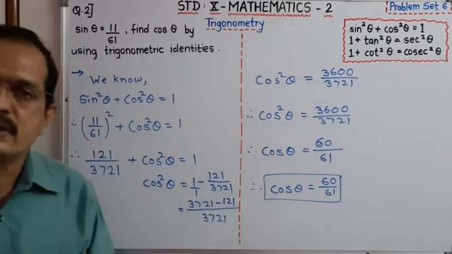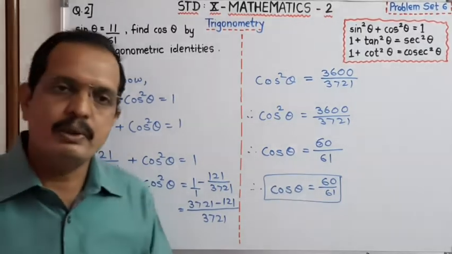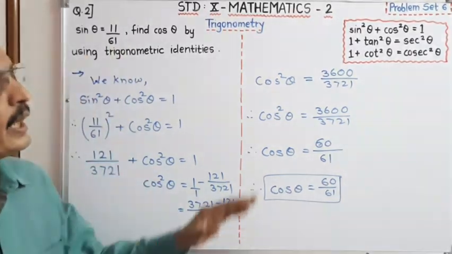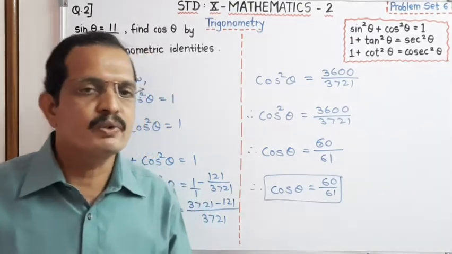Dear student, a very simple 2 marks question, or a 3 marks question, will be asked like this in an exam. If you know the identity, then and only then you can solve this. Now we have to start with the second sum.